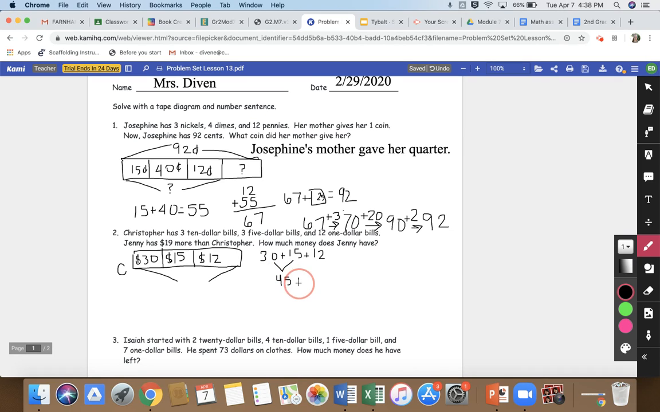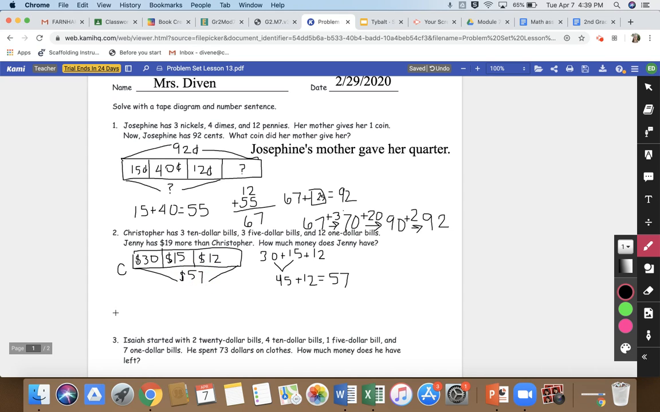And 45 plus 12, if I look at my ones place, 5 plus 2 is 7. 4 plus 1 is 5. So he's starting out with $57 here.